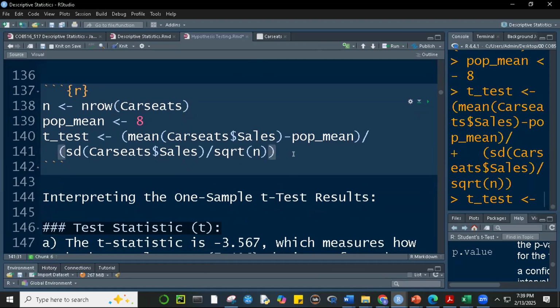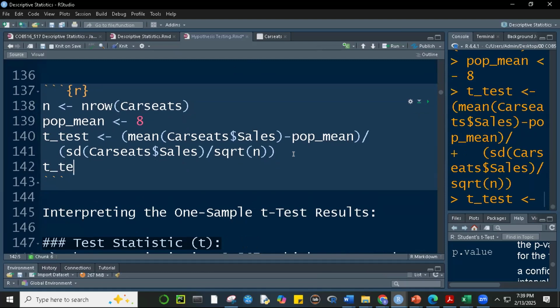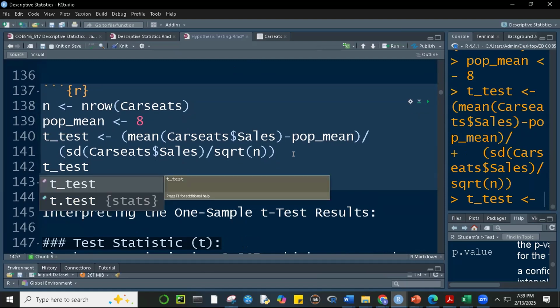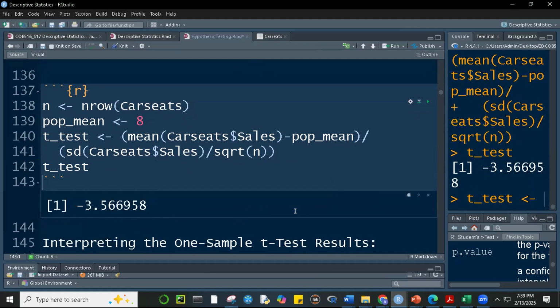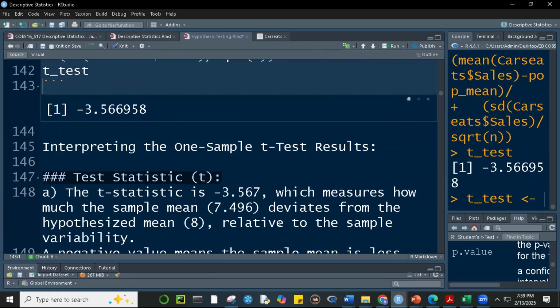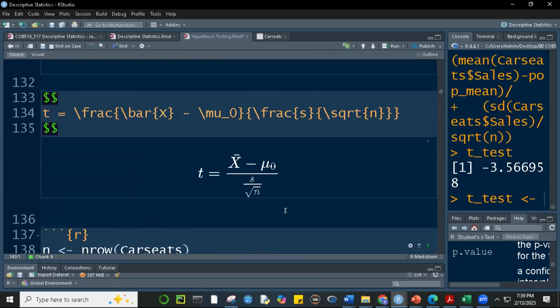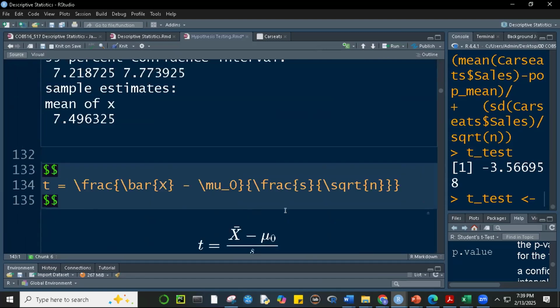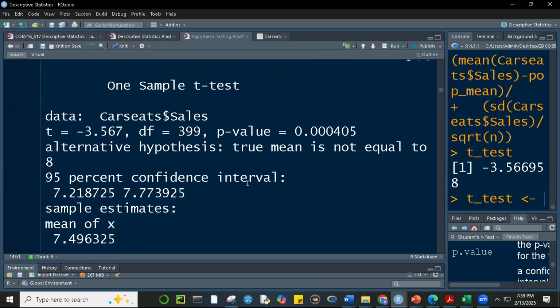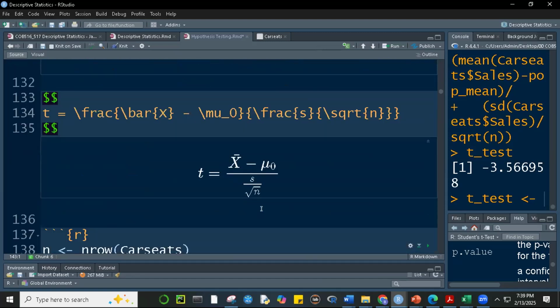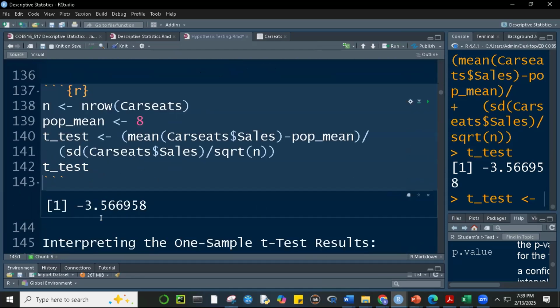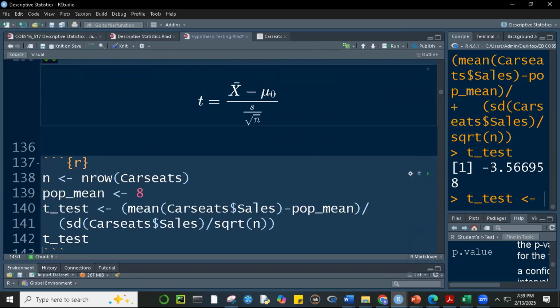and then let's print this one, T underscore test, to print it. So the answer is negative 3.57. And let's compare that with the value here. Where's that? Here, class. 3.567, exactly the same. 3.567 to the nearest 3 decimal places.